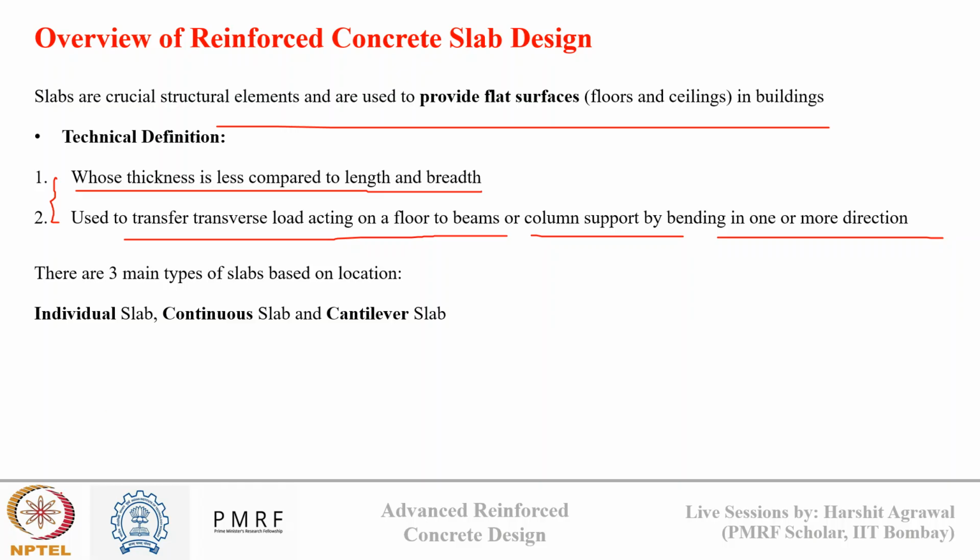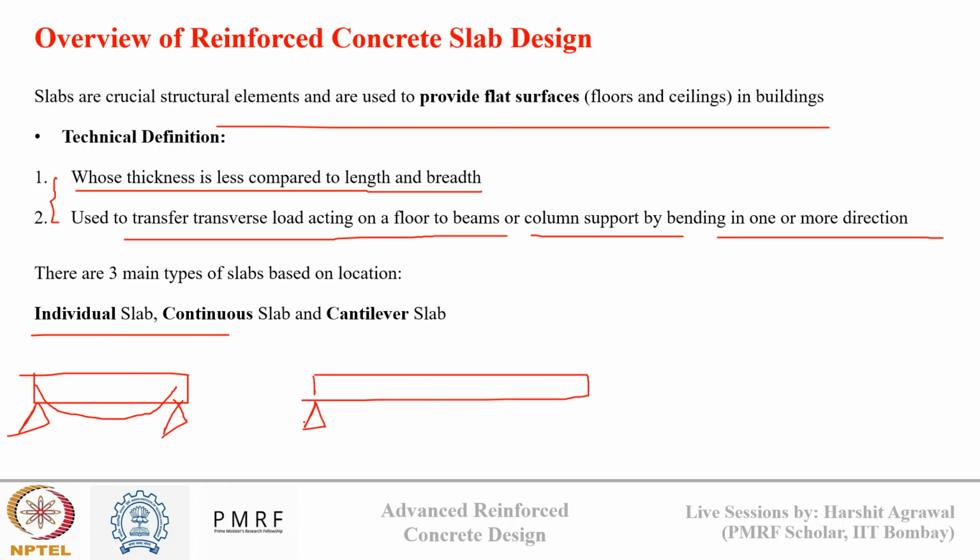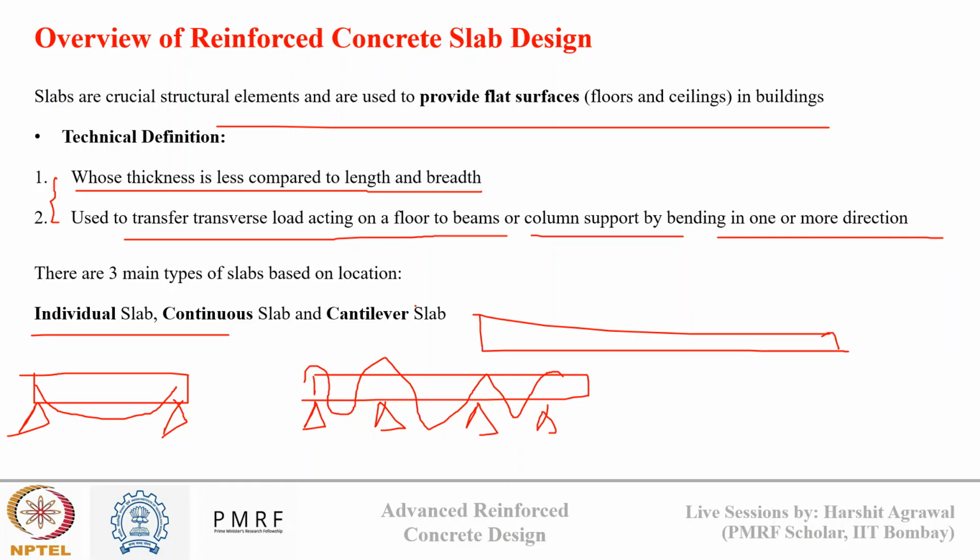Now, there are three types of slabs based on location. There is individual slab, like single slab which is supported on a simply supported system. Such slab bends like this. Then there is continuous slab which has multiple supports. So there is support here, here, here. Such slab has both negative moment and positive moment, and bends like this. If I draw the bending moment, it will look like this. And then there is cantilever slab. These are long slabs which are supported on one side, and they will bend like this. So there can be different types of slabs based on the location.